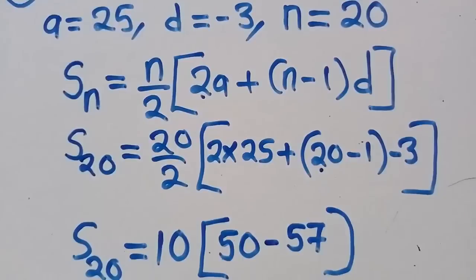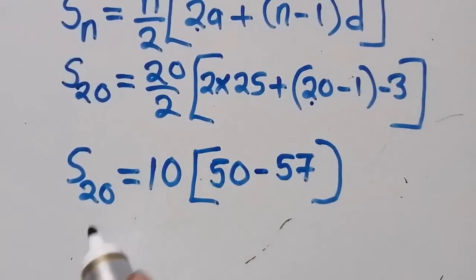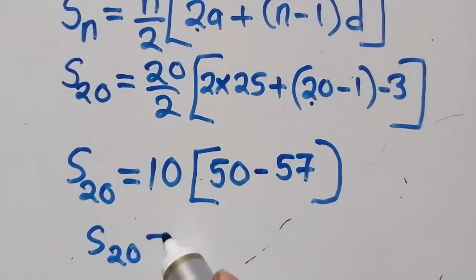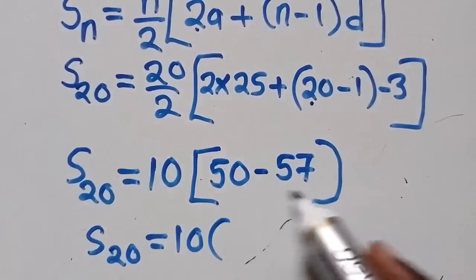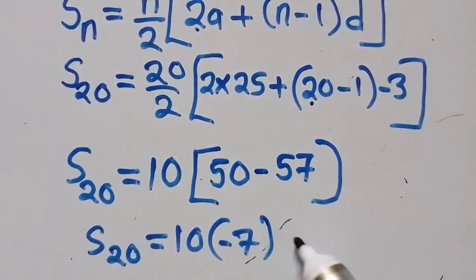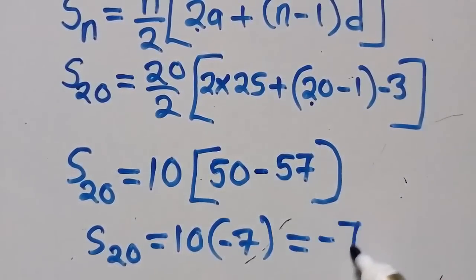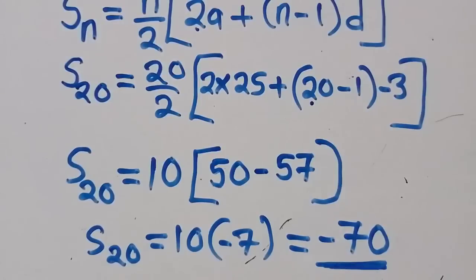So when you reach here, you work out what is given: 10 times the bracket. Here you get negative 7. Then finally your answer is negative 70. When you multiply here, you get negative 70. This is how you get to calculate this one. This is how you need to answer such a question. If a question like this was to come in your exams, these are procedures you need to follow.